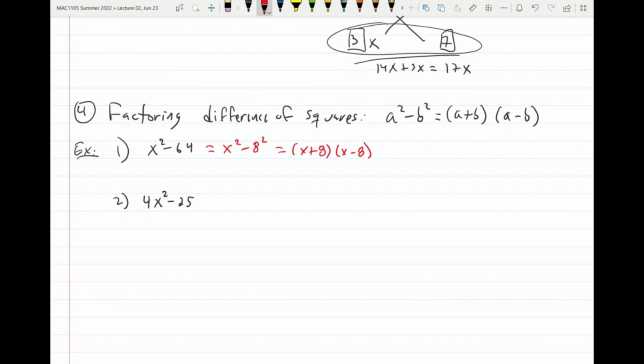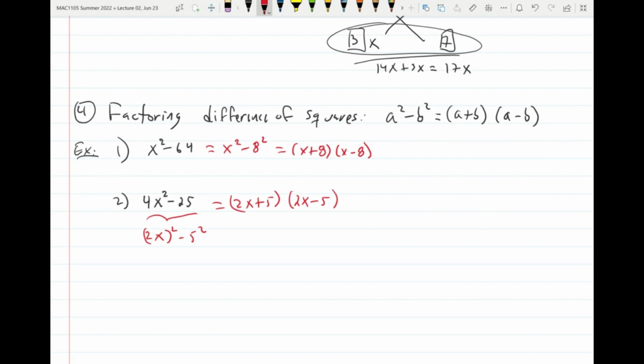Good. How about the next one? Do you recognize this as a difference of squares? Okay. What's your A and what is your B? 2x plus 5, 2x minus 5. So you can think of this as 2x squared minus 5 squared, right? So that would be 2x plus 5 times 2x minus 5. A plus B times A minus B. A is 2x and your B is 5. Good. Any questions?